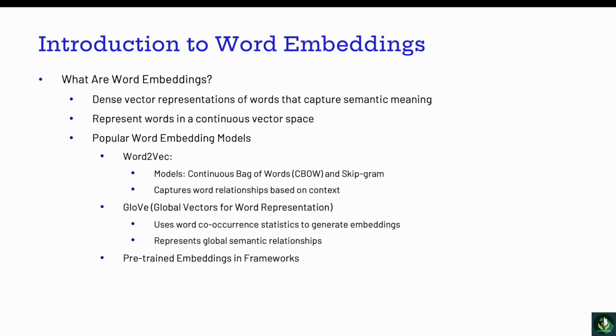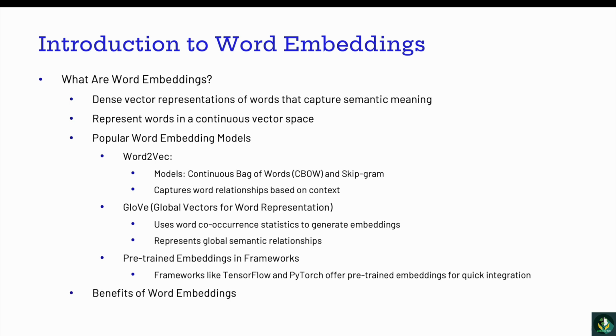Next, we have pre-trained embeddings in frameworks. Frameworks like TensorFlow and PyTorch offer pre-trained embeddings for quick integration. Let's look at some of the benefits of word embeddings. One, it reduces dimensionality, it captures semantic similarity, and it improves the model generalization.